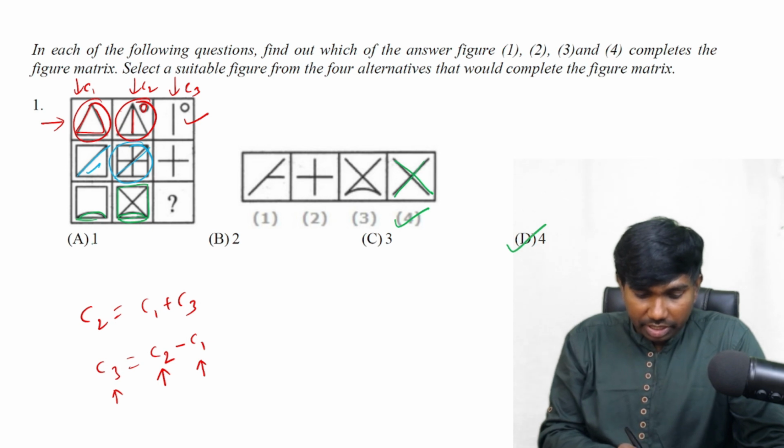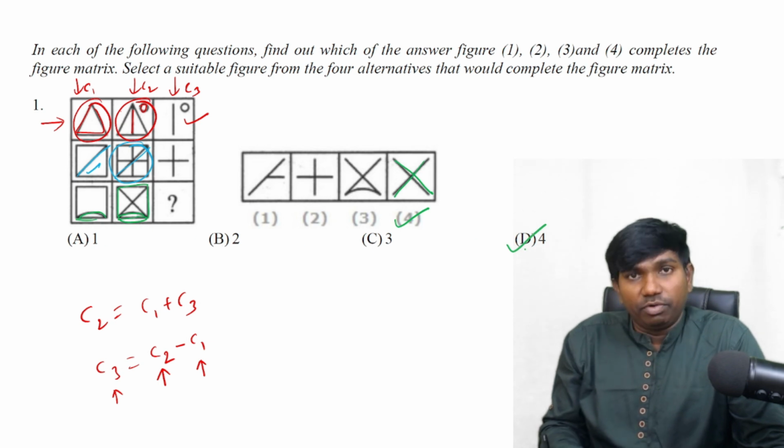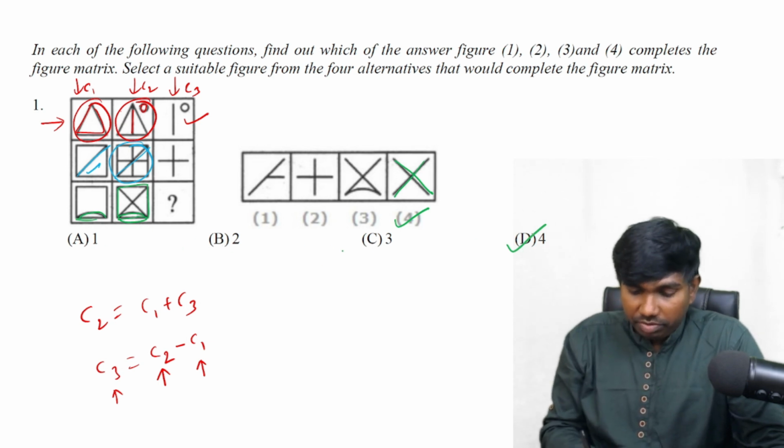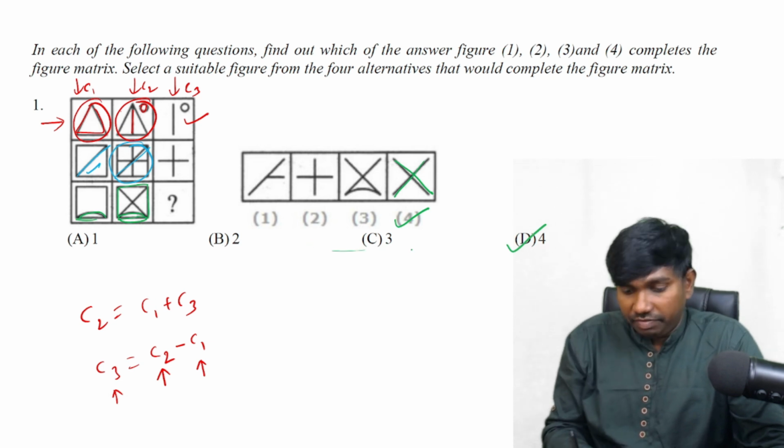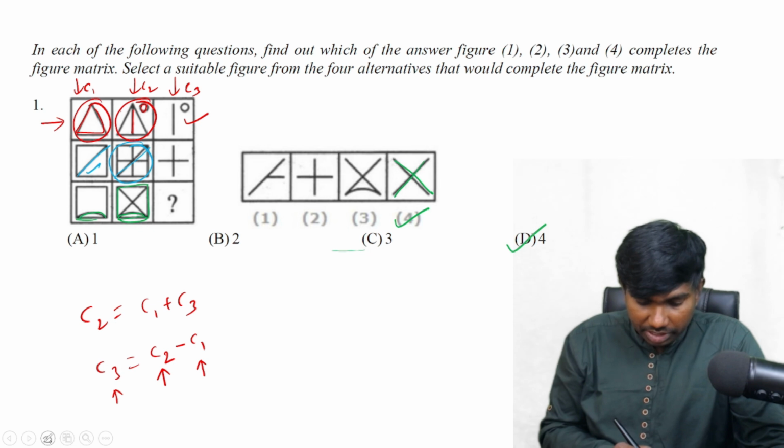In this question, A is 1, B is 2, C is 3, D is 4, but it is not mandatory to give the same order. Figures can be jumbled. That means option A can be the third figure, option B can be the second figure, option C can be the first figure. In that way, figures can be jumbled in the options.